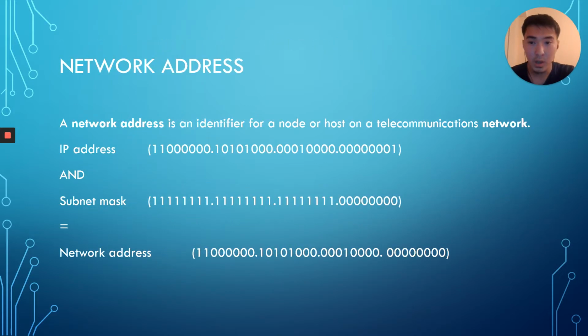So, continue. The network address is an identifier for a node or host on a telecommunication network. We find the network address by an AND operation between the IP address and the subnet mask. As a result, we have the network address.